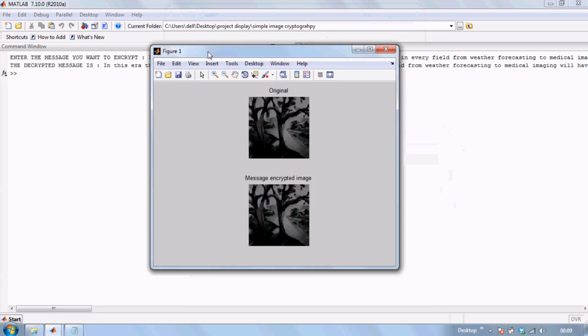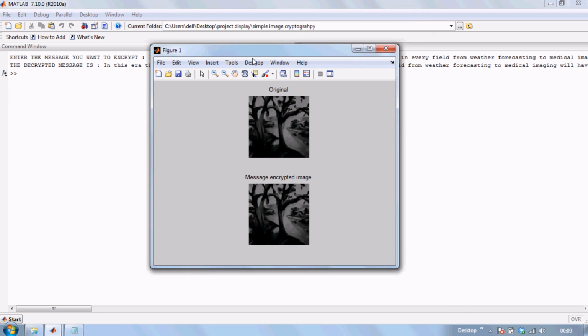This is actually pretty cool, and the algorithm behind this is very simple, and it will take a maximum of a couple of hours for you to implement this. No one would actually guess that there is a message hidden behind this image.